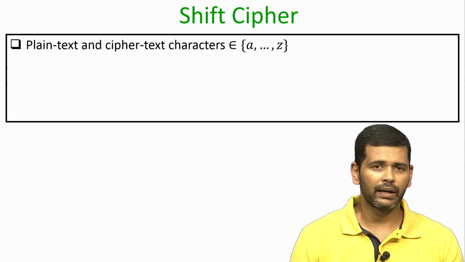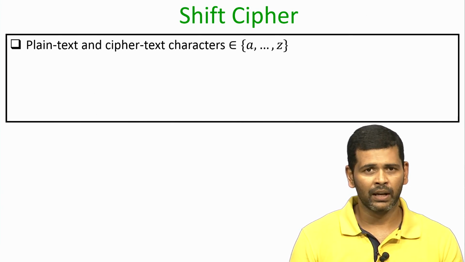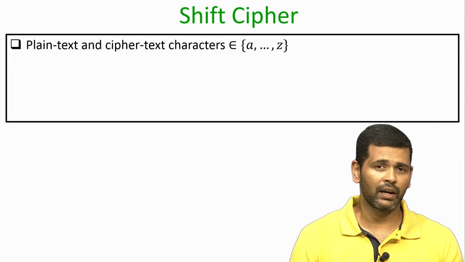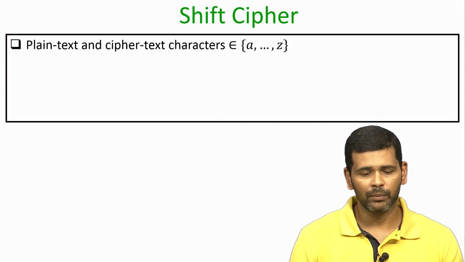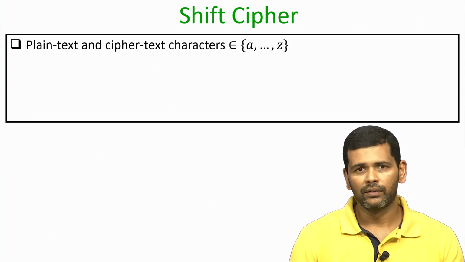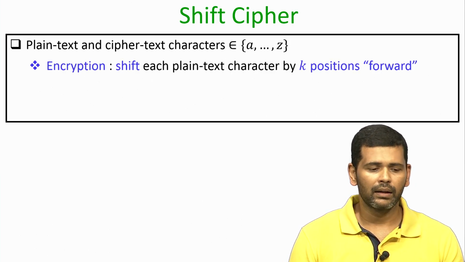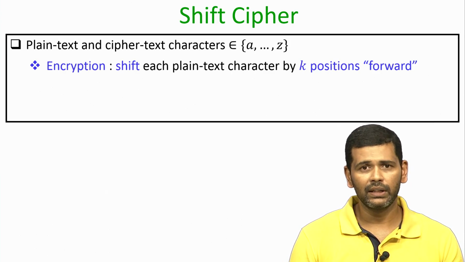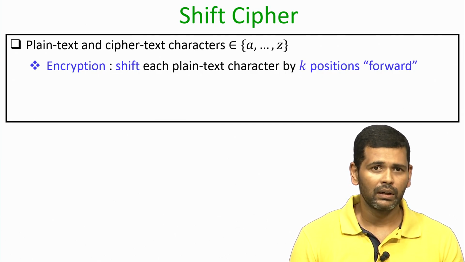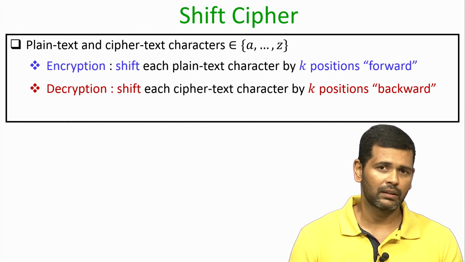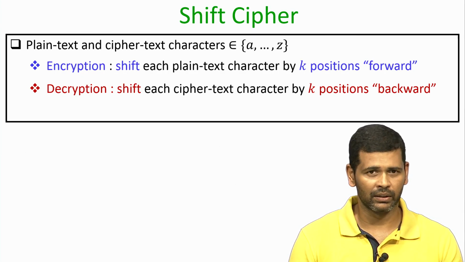So, let us discuss the shift cipher, which is a very simple symmetric encryption process. In the shift cipher the plain text and the ciphertext characters belong to the alphabet of some natural language. For instance, we assume that they belong to the English alphabet set, namely the set of letters A to Z. The encryption process is to shift each instance of the plain text character by k positions forward, and the decryption process is to shift back each ciphertext character by k positions in the backward direction.